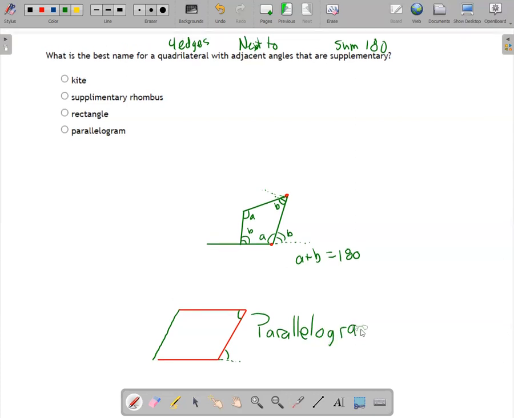Wow, that was a fun mystery. Cool. Parallelogram seems to be the best answer. Now, I was starting to think it might be a kite. Now, a kite really is a mathematical term.